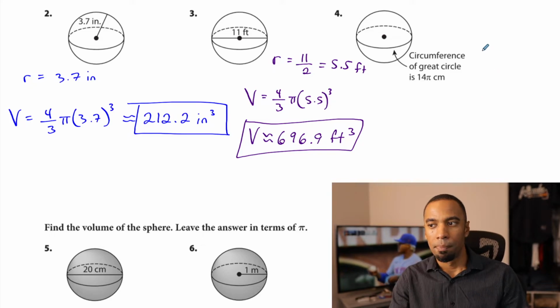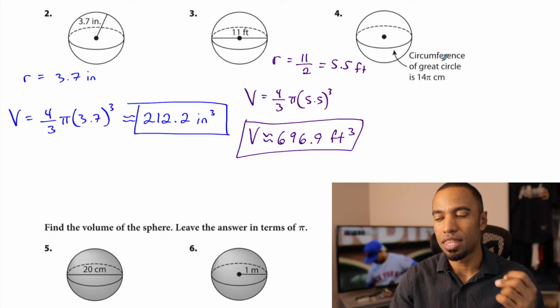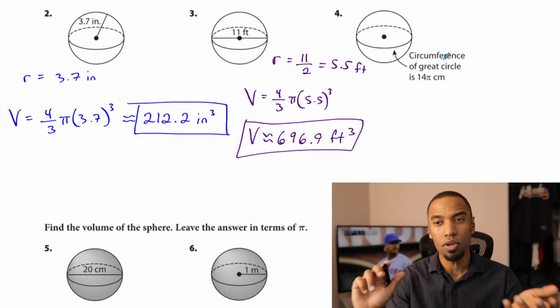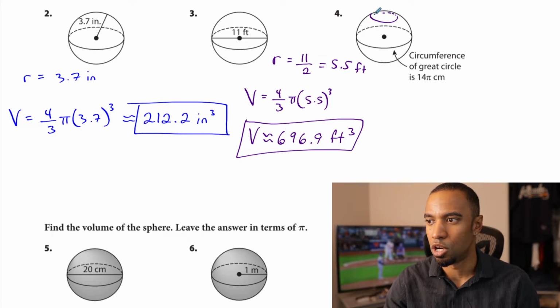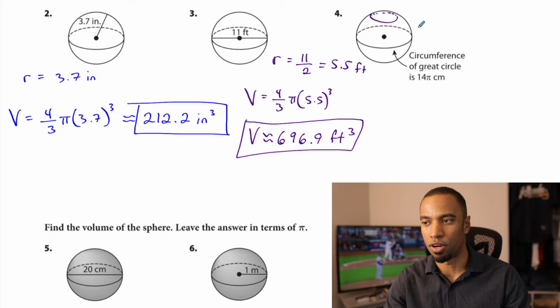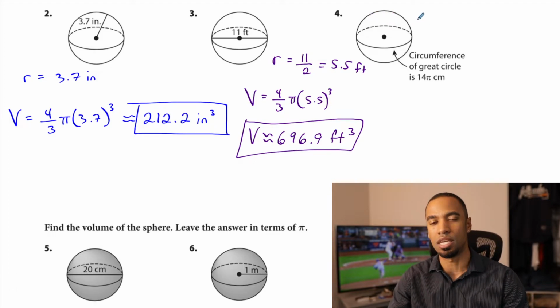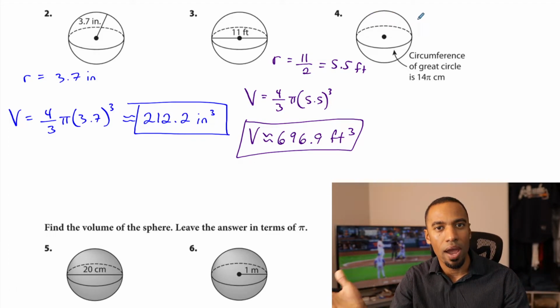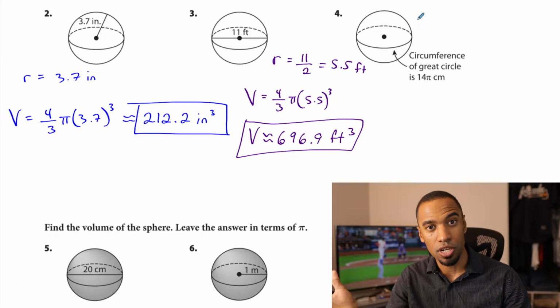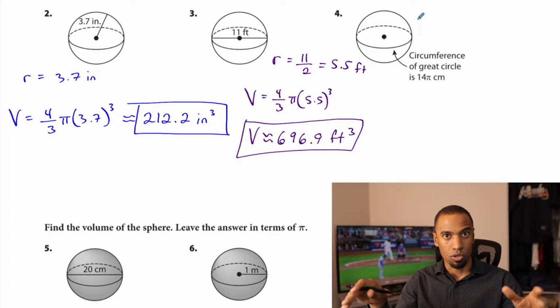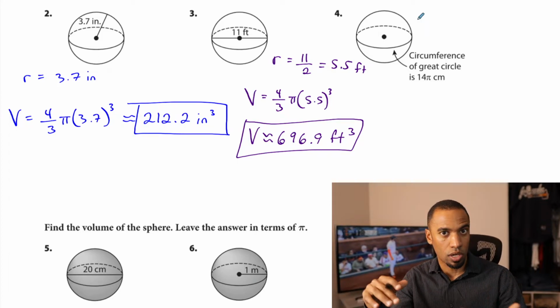Number 4, this time you have the circumference of what they call the great circle. Because if you can imagine, there's also a circle way up here that can be made within the sphere itself. But the great circle is the largest, it's kind of the equator of this sphere. It's the largest rim and ring around this sphere that you can make.